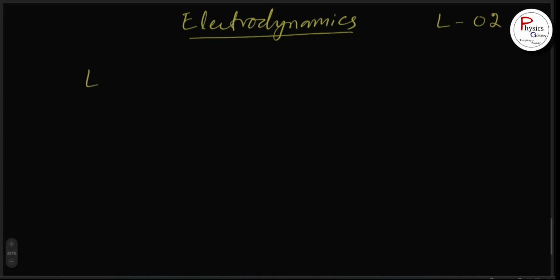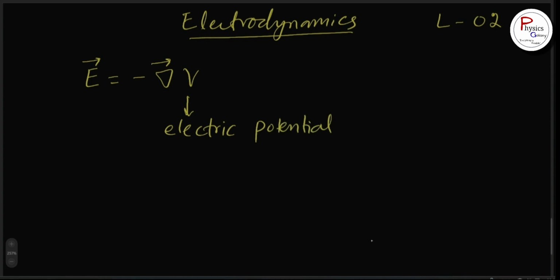Last time we saw that the electric field can be written as the negative gradient of a scalar function V, which we called electric potential. So V was our electric potential. This was the differential form.